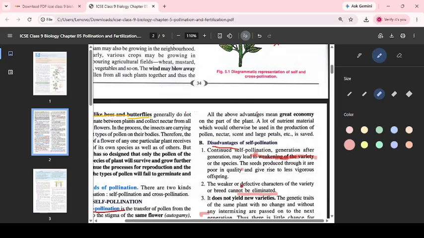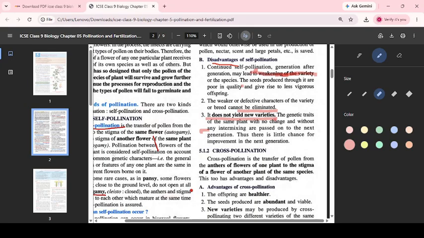These genetics words I am using will be clear to you by the next class, that is class 10. Third, it does not yield a new variety. That's quite obvious: if we are not doing hybridization, there is no chance of getting a new variety. So these are some of the disadvantages of self-pollination which we have discussed here.